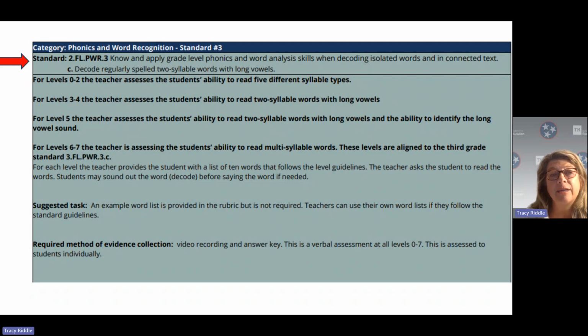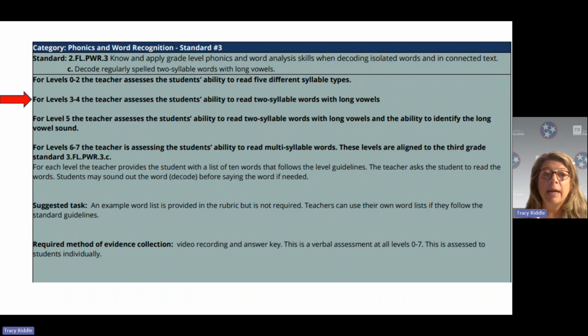When assessing this standard, you will see the standard is assessed at level 3 and 4. If students cannot read two-syllable words with long vowels, then you may need to back up to level 2. For levels 0 through 2, this is aligned to the first grade standard. The teacher is assessing the student's ability to read 5 different syllable types. If they are successful, then you would be able to move to levels 3 and 4.